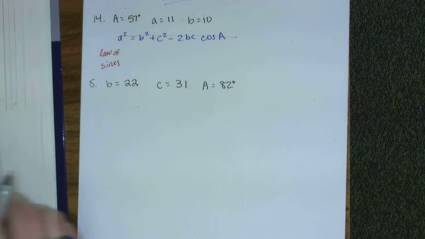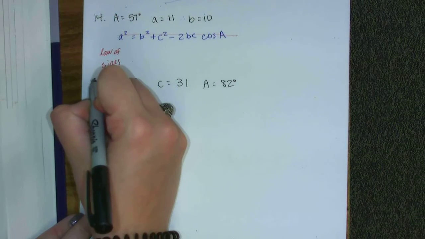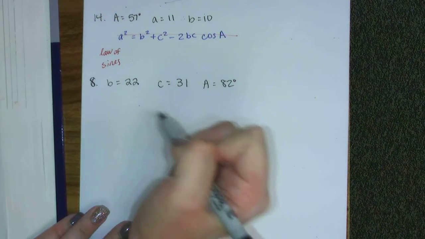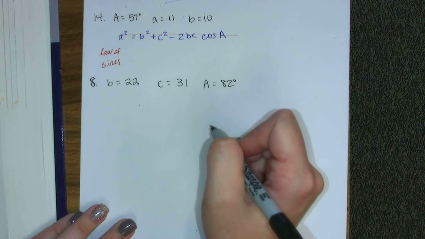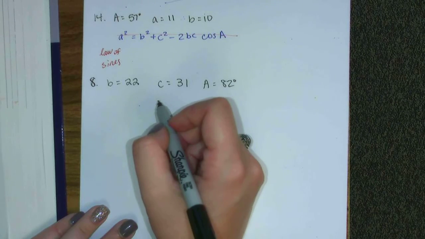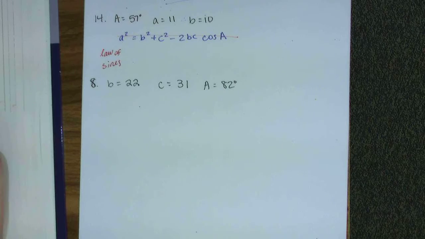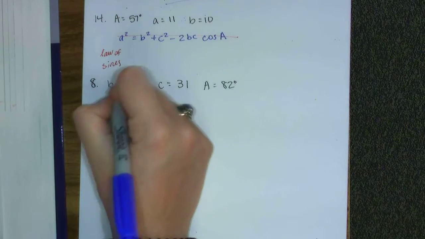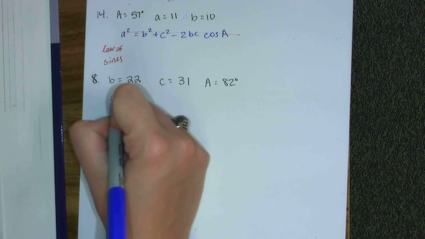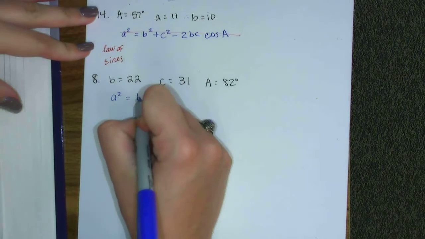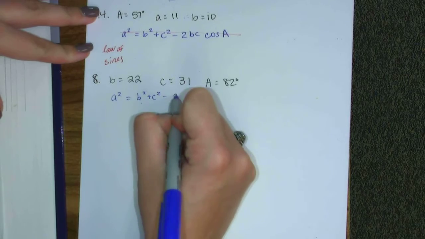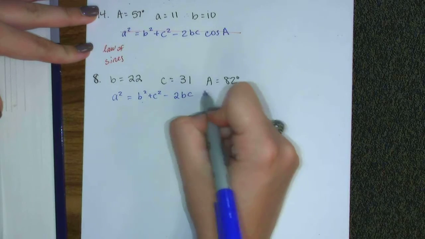Okay, so here, what you need to do is we need to set up law of cosines. Because I have this angle A and I don't have side A, I'm going to solve for side A. So I'm still using this formula that I had just written up here. A squared is equal to B squared plus C squared minus 2 BC cosine of A.